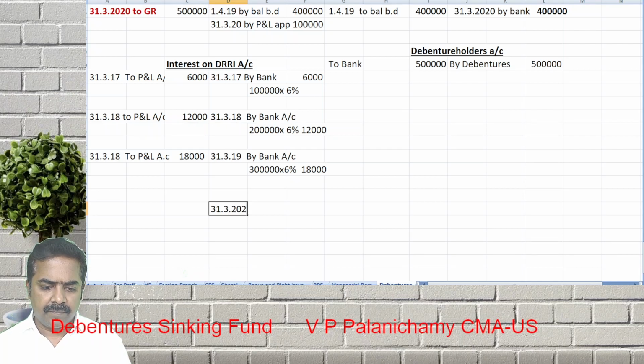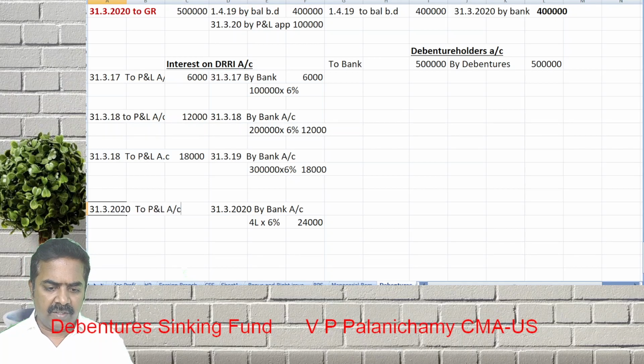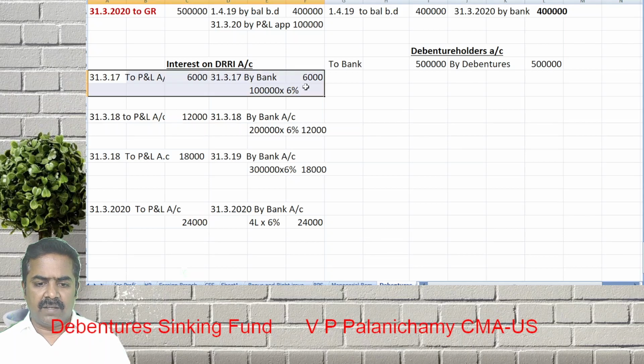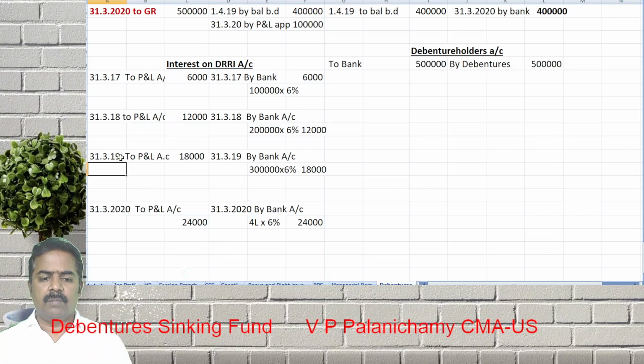Then 31st March 2020, last yearல by bank account எவ்வளோ ரிசீவ் பண்ணுவோம் இன்ட்ரெஸ்ட்? 4 lakhs into எவ்வளோ percentage? 6%. என்ன வரும்? 24,000. That will be transferred to P&L account. 31st March 2020 to P&L account எவ்வளோ transfer பண்ணுவீங்க? 24,000. So interest account is closed in the same year. Interest account is closed in the same year by transferring to which account? P&L account. அவ்வளோதான்.